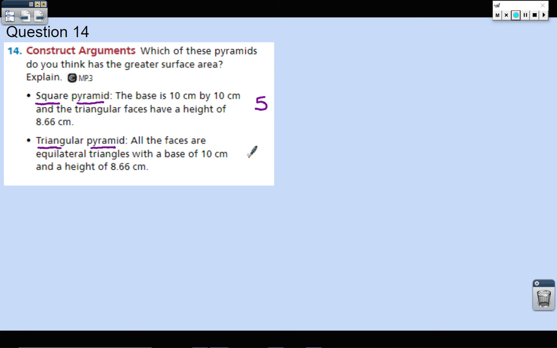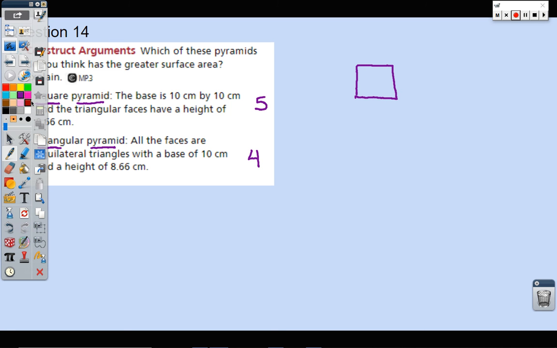This is a triangular pyramid. All the faces are equilateral triangles. Now, I'm thinking this one here has 4 faces. Again, square-base pyramid, we have the square base. And then we have those 4 triangles, each extending off of one of the edges, one of the sides of the triangle, or of the square, excuse me.